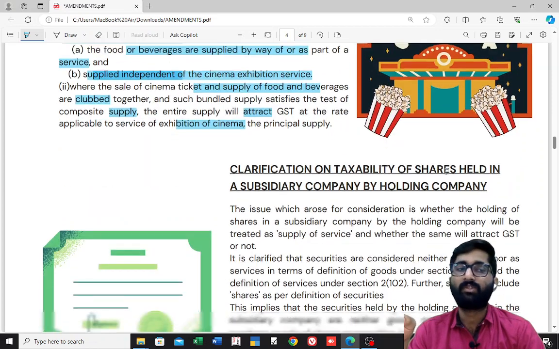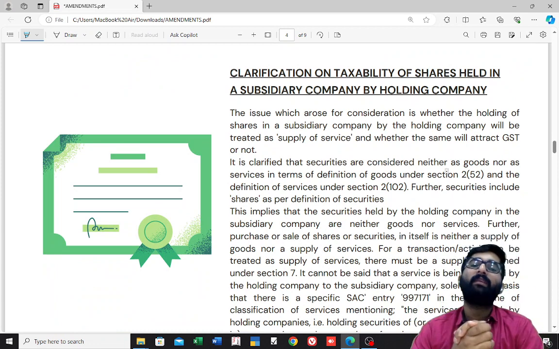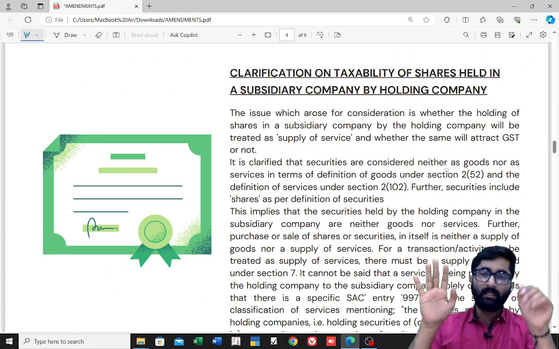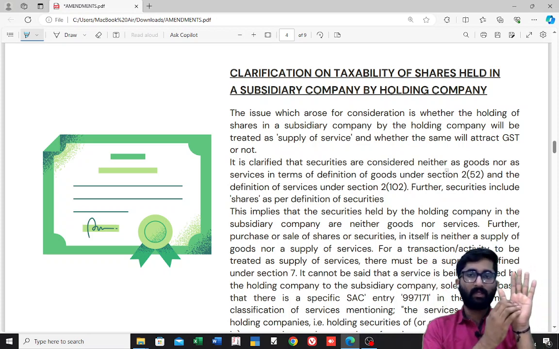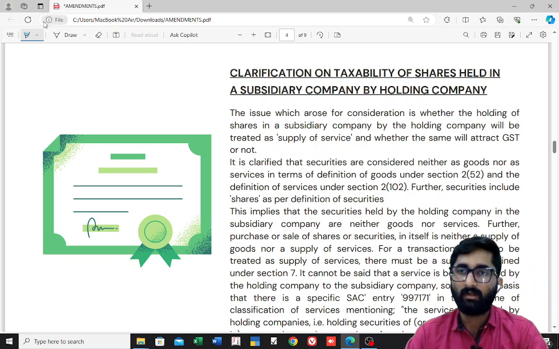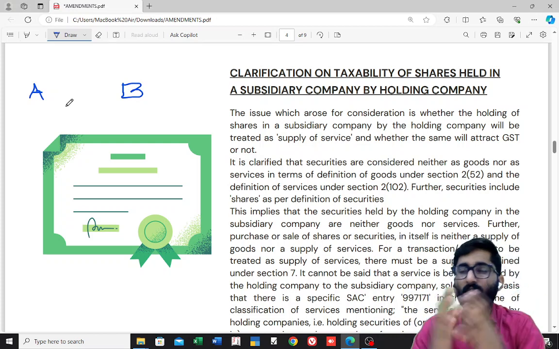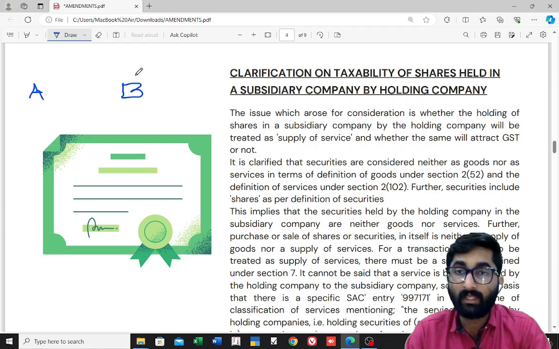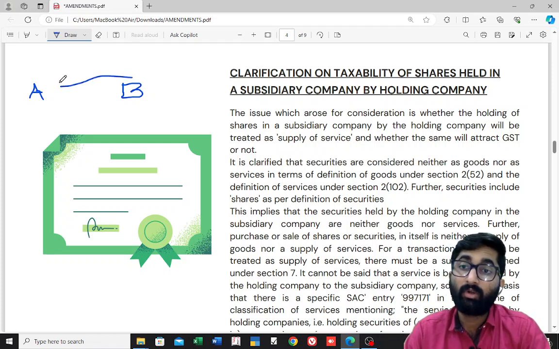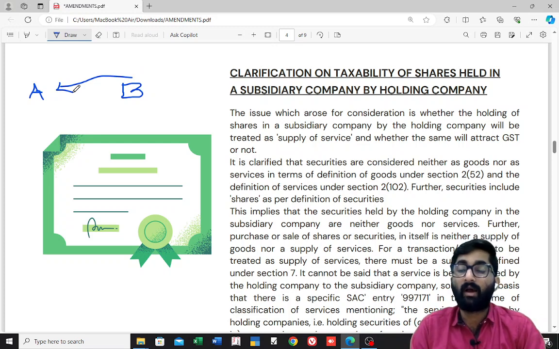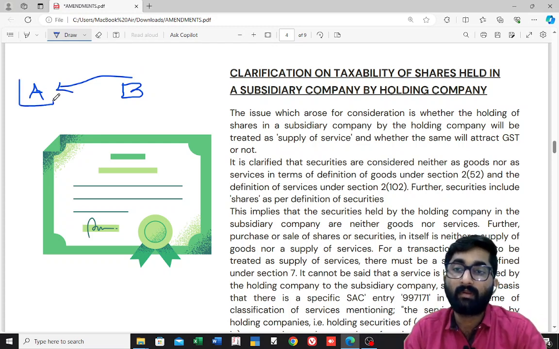And the third one, the last one in the chapter on supply, is one more clarification. You know subsidiary company and holding company. Here I'll draw it. There is company A, which is the holding company, and company B, which is the subsidiary company. More than 50% of the shares of company B are held by company A, so A is the holding company and B is the subsidiary company.